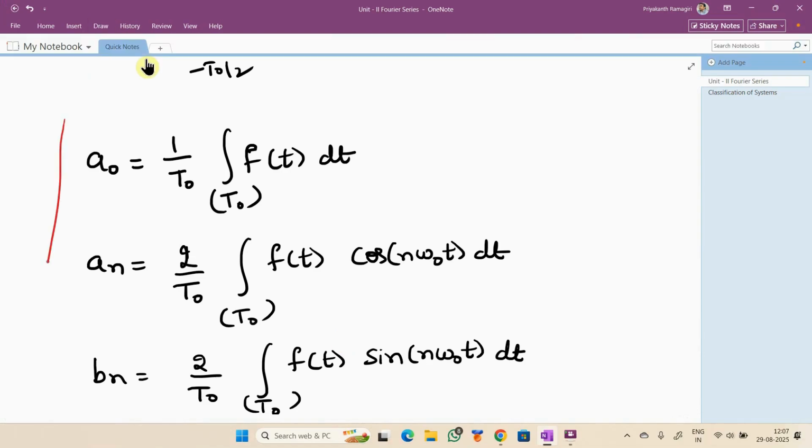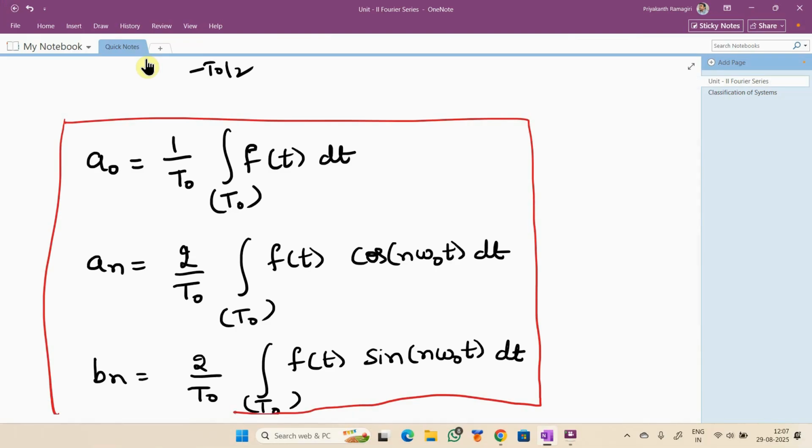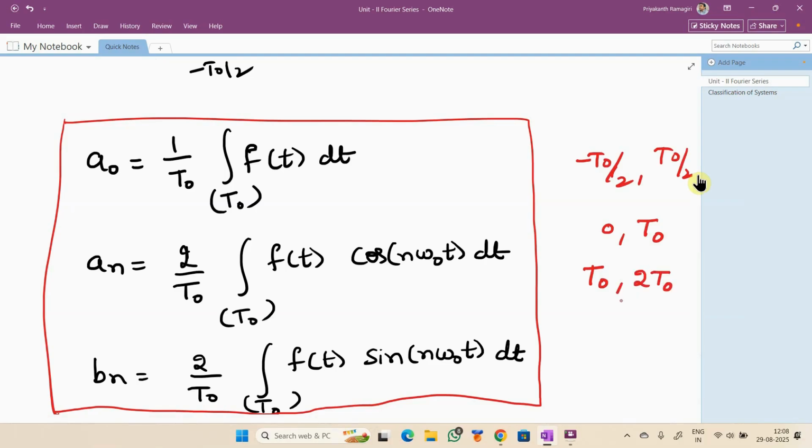So why I am not mentioning minus t naught by 2 and t naught by 2 is that you can evaluate a naught, an and bn not only between minus t naught by 2 and t naught by 2, you can even evaluate that between 0 and t naught. Hope you understand. Yes, sir. You can even find those coefficients between t naught by 2 and t naught.